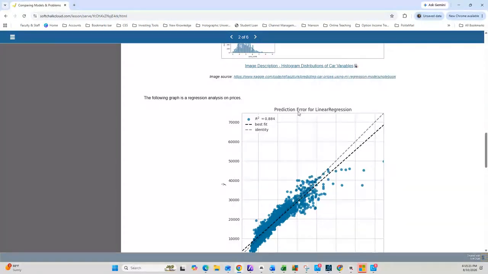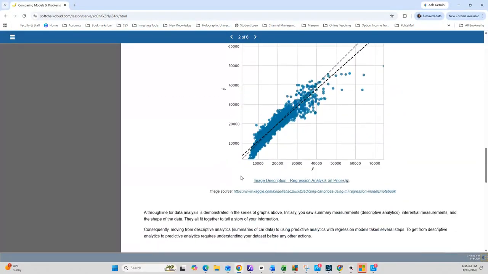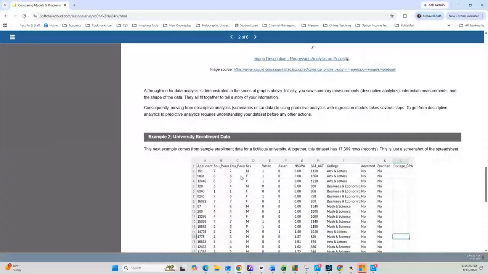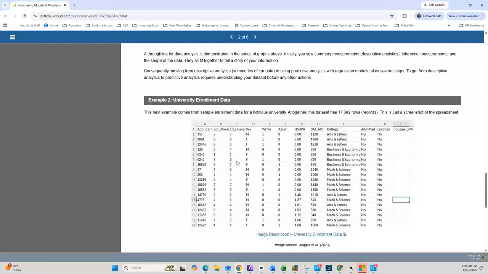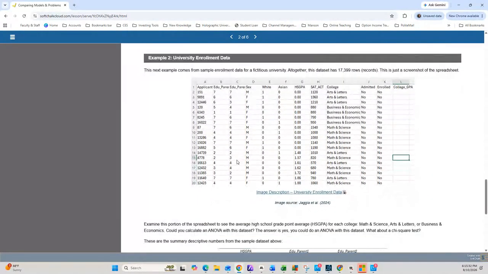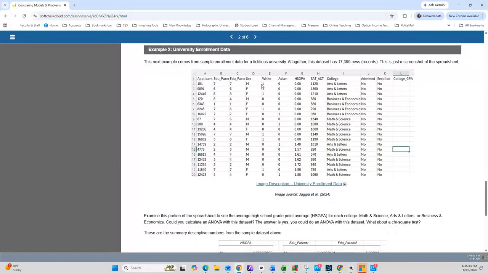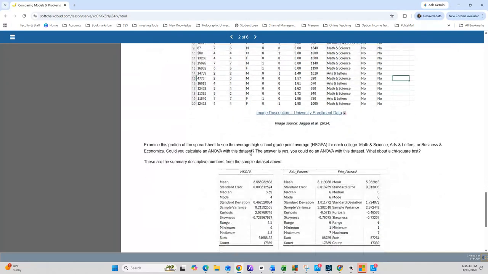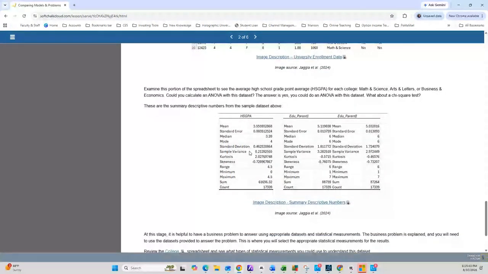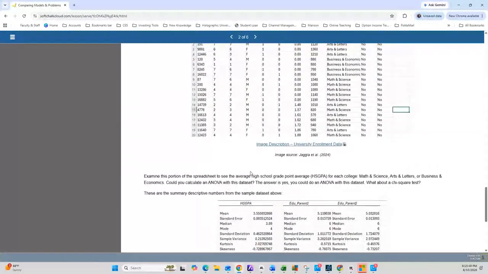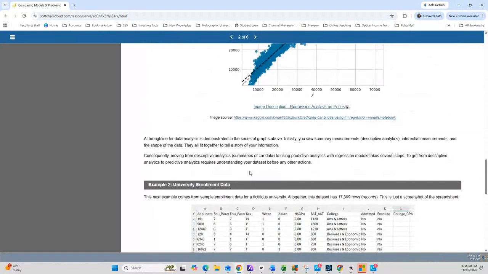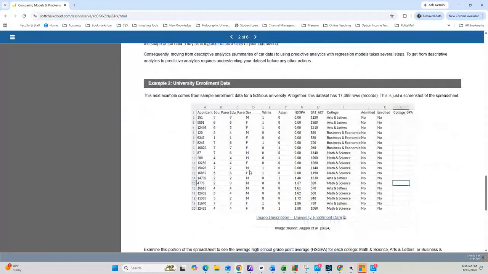And so here are the prediction errors of the linear regression, and they go through and show you the analysis that they're doing. They give you some university enrollment data, and they show you how they get the statistics. Now, these data files are going to be very similar to the assignment data files. So make sure you read this when you're doing that analysis, because these data sets are basically the same data sets.